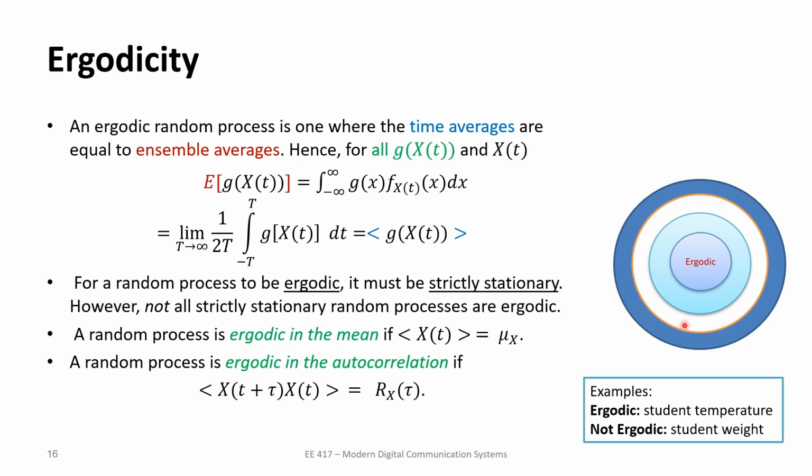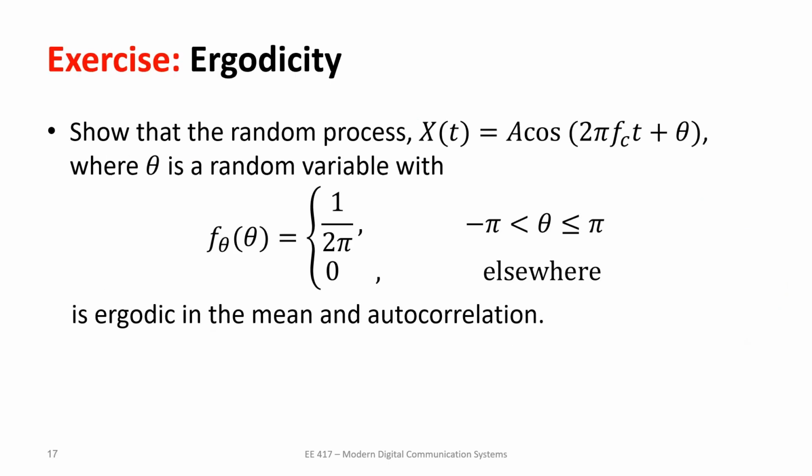Here is the example that I just mentioned regarding the student temperature and the student weight, assuming that all students are healthy. Here is another exercise for ergodicity. This is an exercise, so I'll leave it for you. The requirement is to show that this process is ergodic, in fact, in the mean and autocorrelation. We have found the mean and the autocorrelation, the ensemble one, and you now need to do it in time.